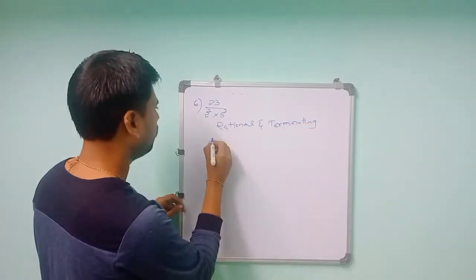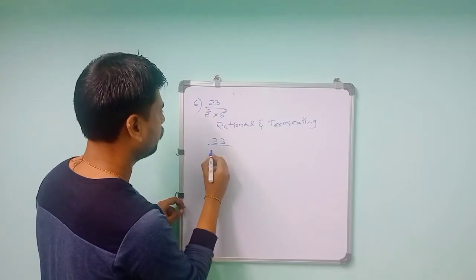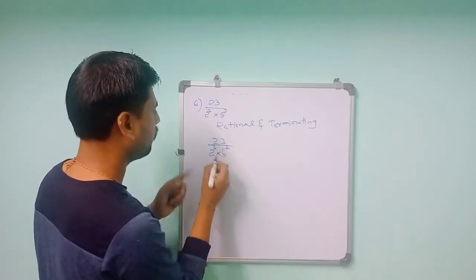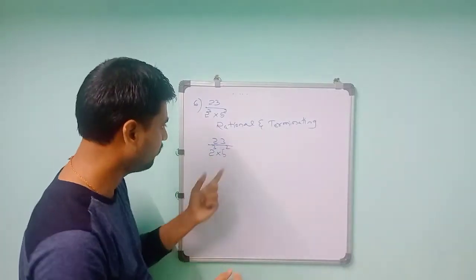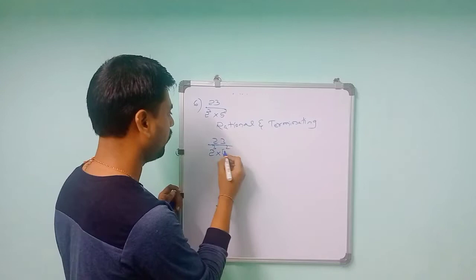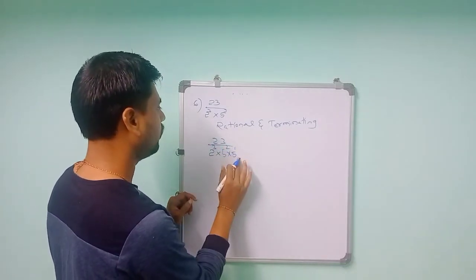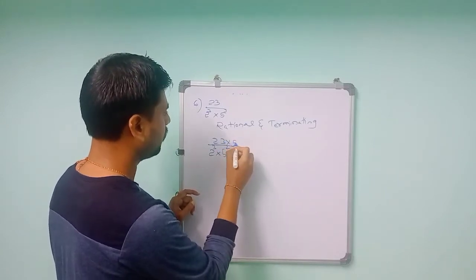So if we solve this one, 23 by... but I told you, you have to make the power same. So 2 raised to 3 is there, 5 square is there. This is having the power 2. When both numbers are contained, then you have to make the power same. So 5 square is there, you have to make 5 raised to 2 become 5 raised to 3. Here you multiply by 5 raised to 1. So in the numerator you have to multiply by 5.